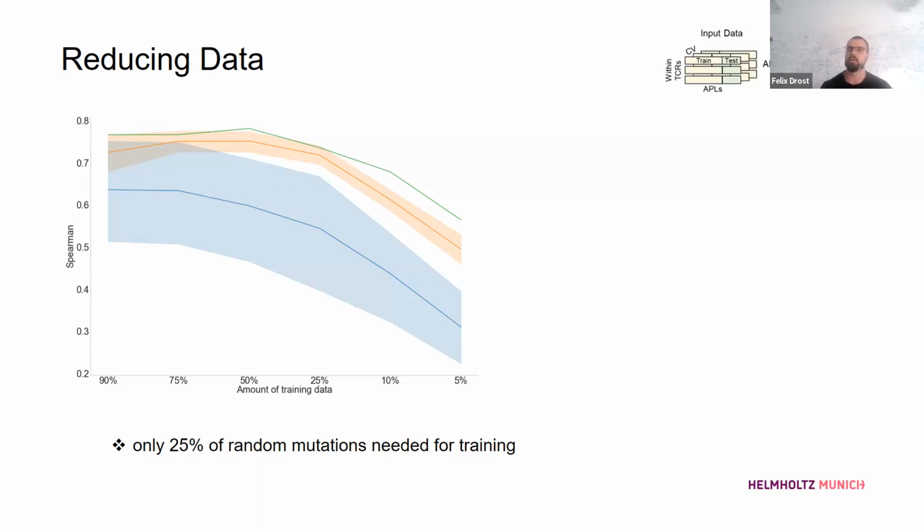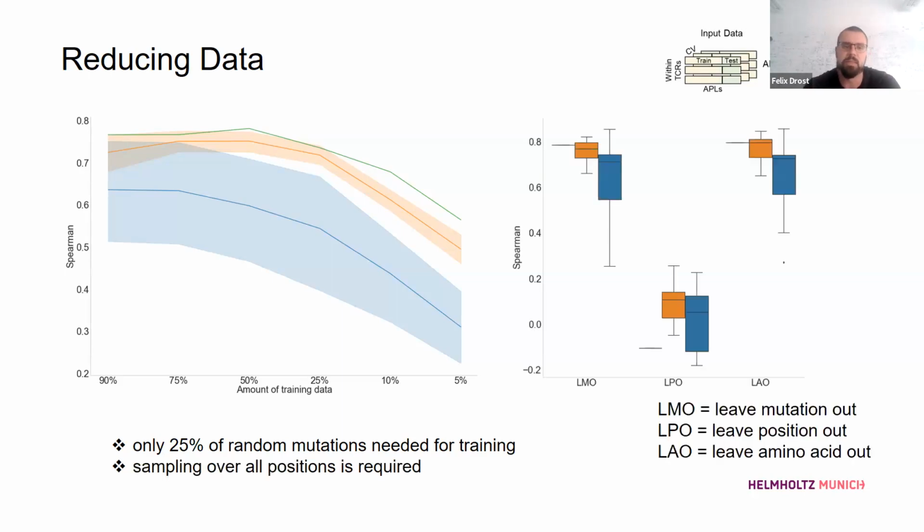The naive repertoire, the performance dropped a little bit more when you're reducing the training data. However, it is very important that the sampling is uniform over all positions. So here in these 3 bar plot groups, you see on the left one, the base model, where we simply left out 1 mutation. So this is basically the most information the model can have during training.